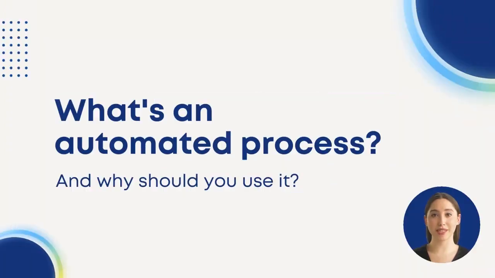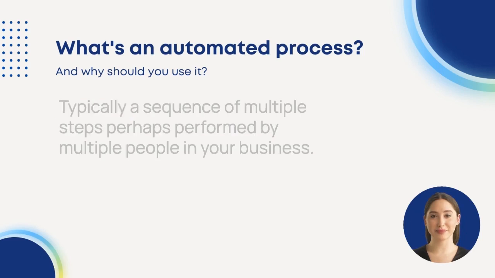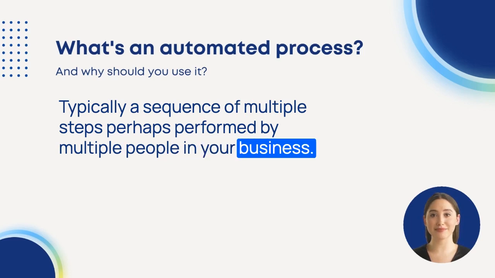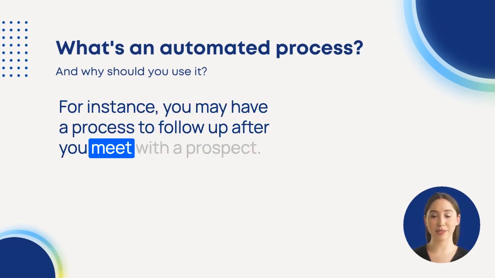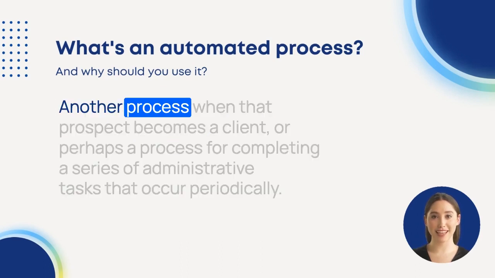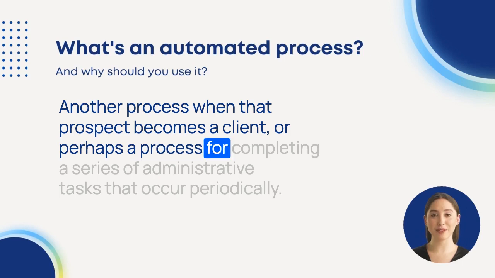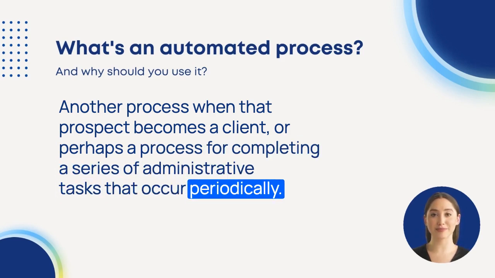What is an automated process and why should you use it? An automated process is a means to replicate your business processes. Typically, a sequence of multiple steps, perhaps performed by multiple people in your business. For instance, you may have a process to follow up after you meet with a prospect, another process when that prospect becomes a client, or perhaps a process for completing a series of administrative tasks that occur periodically.